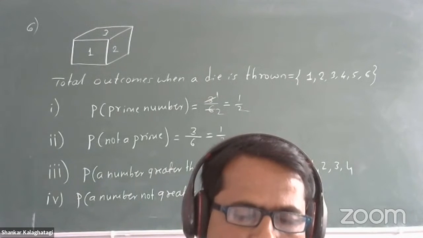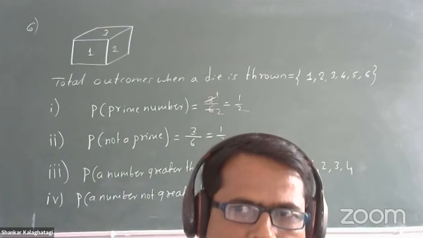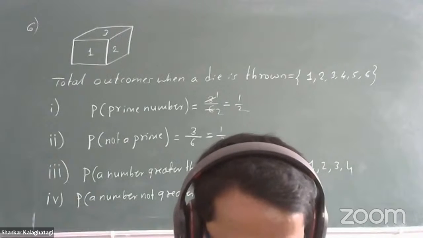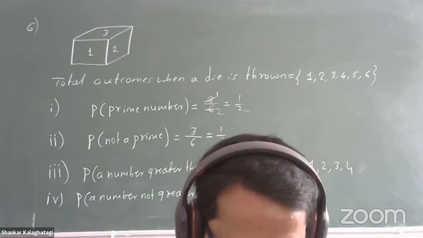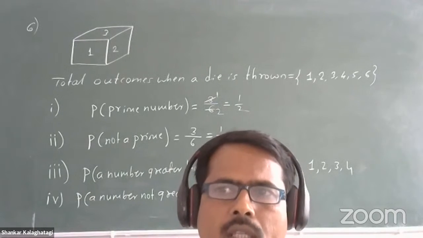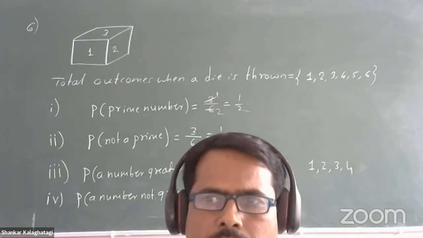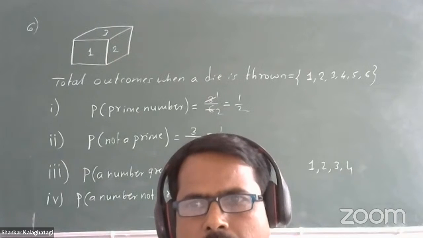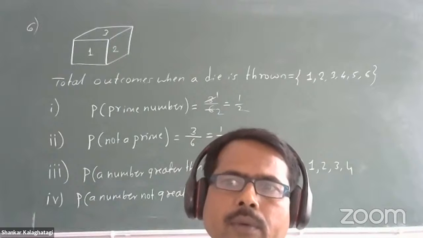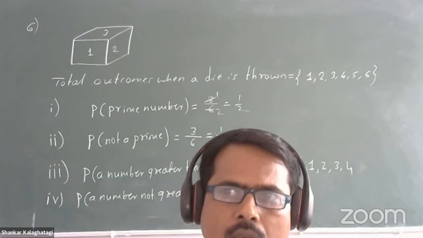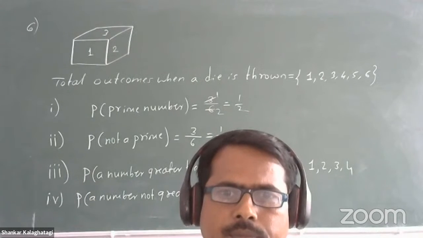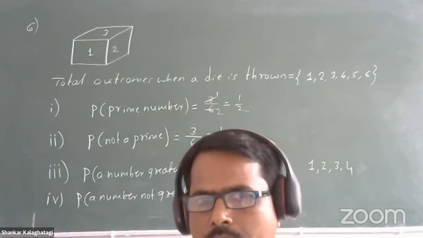Sir, you told up to 5 also comes, 1, 2, 3, 4, 5. 5 will not come, no? 5 is not greater than 5. 5 is equal to 5. So 1 to 4 will come. If it is written like that, make changes. Okay. So not greater than 5 means 1, 2, 3, 4 will come. 5 will not come. Okay. Yes, sir.